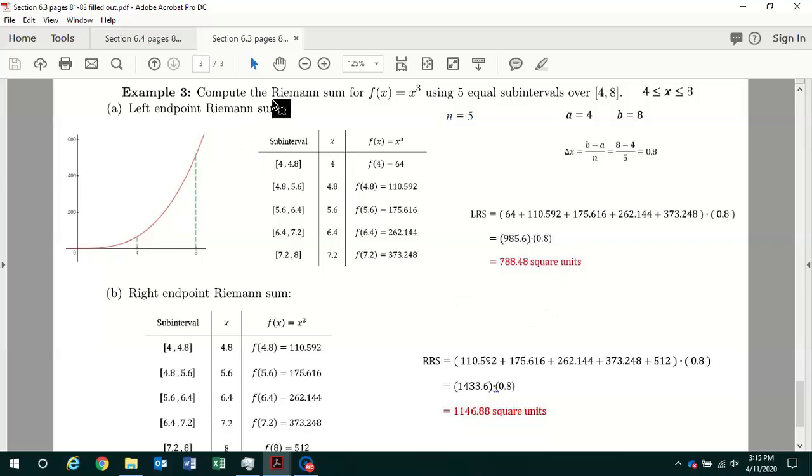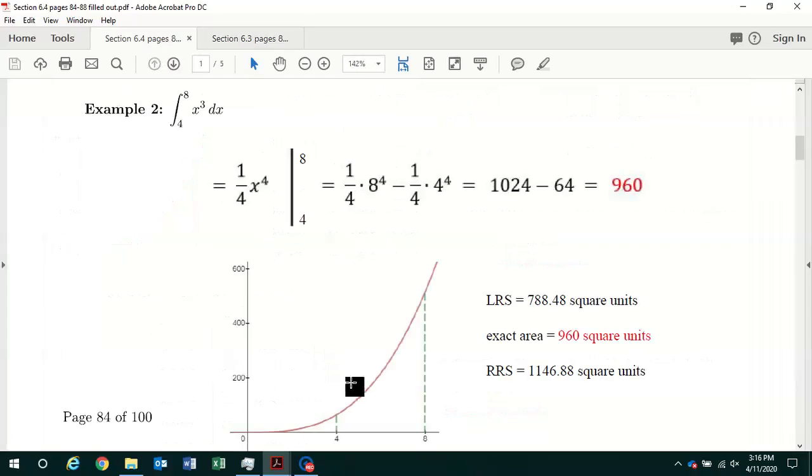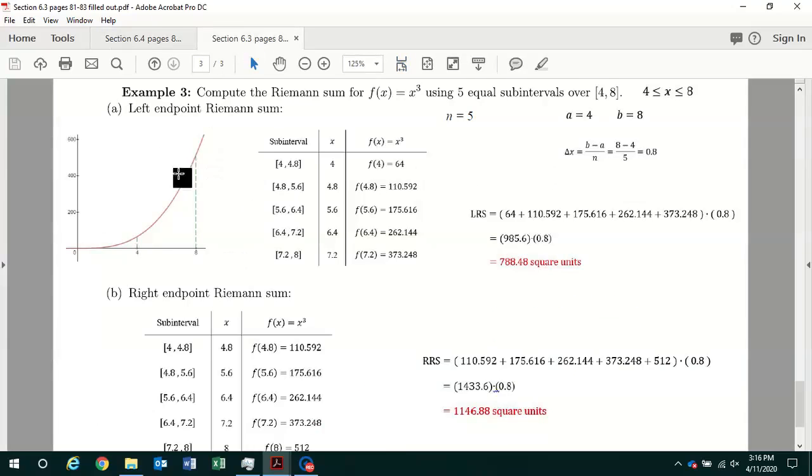Well, I want to remind you that back in section 6.3 on page 83 at the bottom of the page, we computed the Riemann sum for that function, f of x equals x cubed. And here's the graph of the function, the same graph as at the bottom of page 84. Here's the graph of the function.